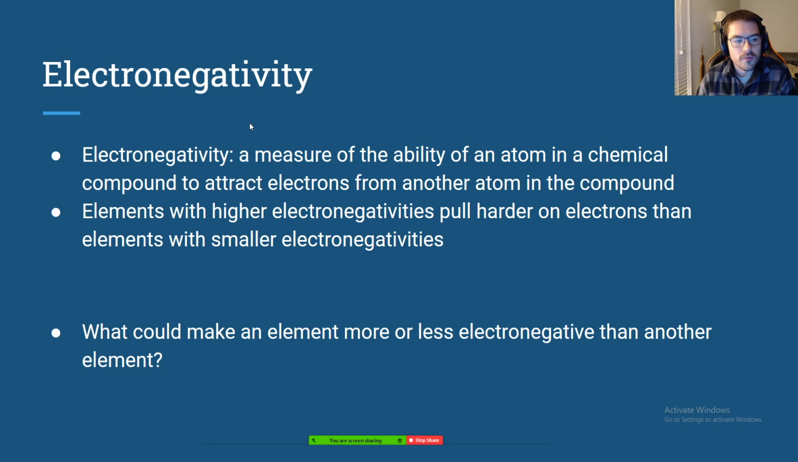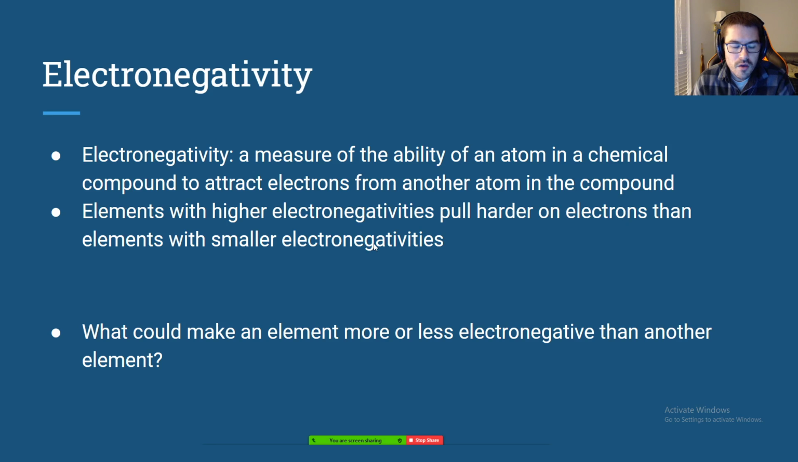Okay, so first of all, what is electronegativity? This is a property that an atom or an element has. It's given a number value, okay? That number is a measure of the ability of that atom in a chemical compound to attract electrons from another atom in the compound. Let me say that again. It's a measure of the ability of an atom in a chemical compound to attract electrons from another atom in the compound. Elements with higher electronegativity values are able to pull harder on shared electrons than elements with smaller electronegativities.